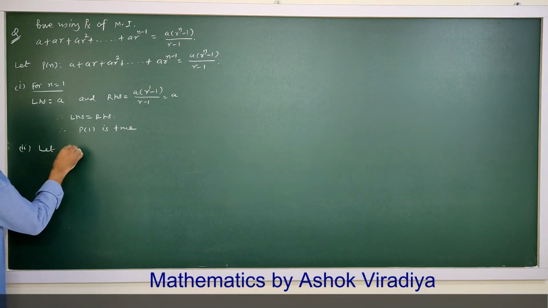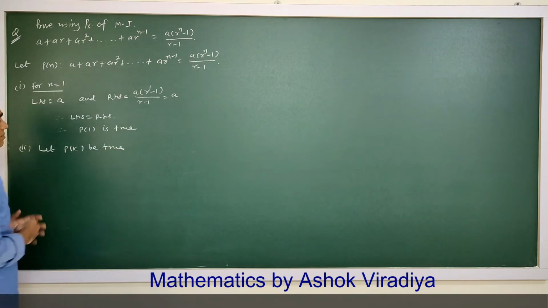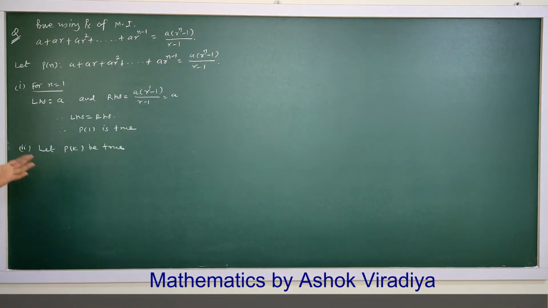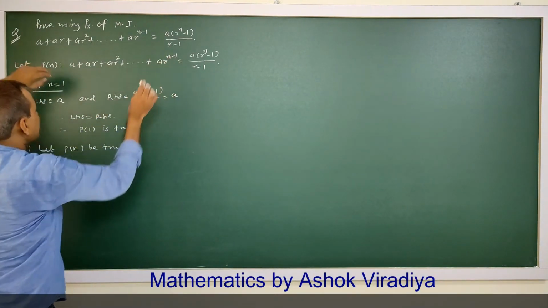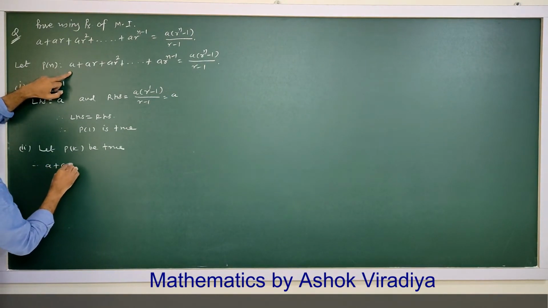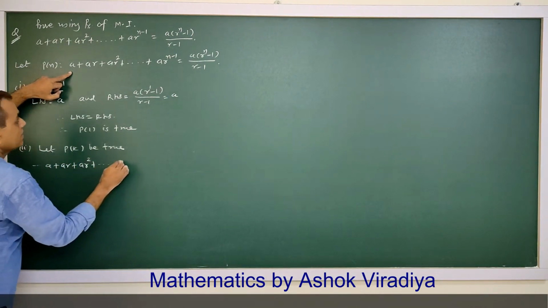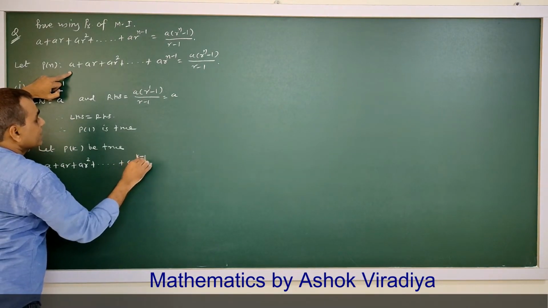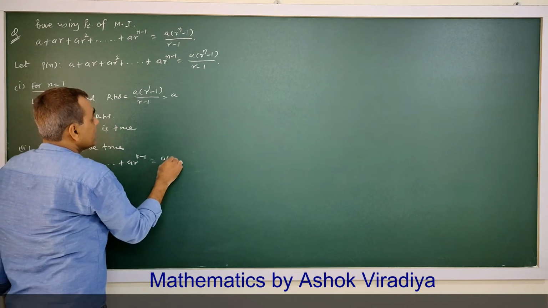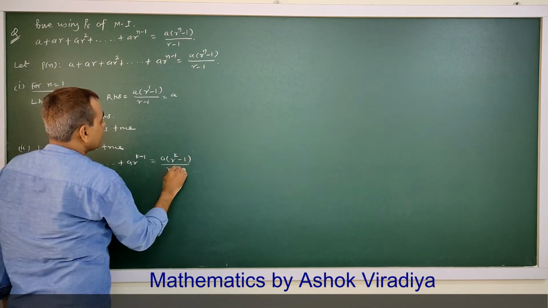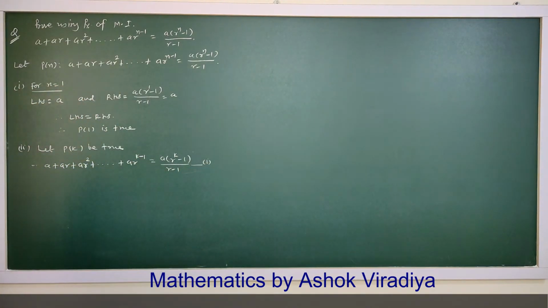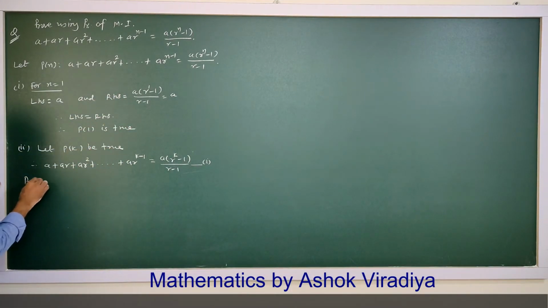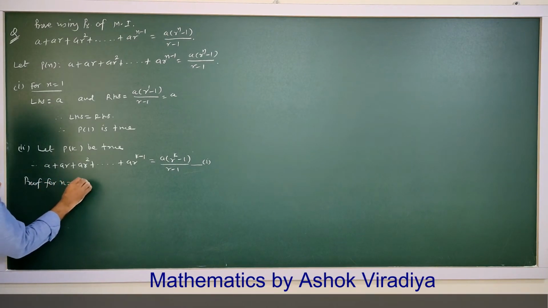Let P of K be true. Suppose that the statement is true for n equal to K. Therefore, writing this statement by putting n equal to K. So A plus AR plus AR square plus ... plus AR raised to K minus 1 equal to A into R raised to K minus 1 upon R minus 1. This we accept without proof. Statement for n equal to K. Now, proof for n equal to K plus 1.